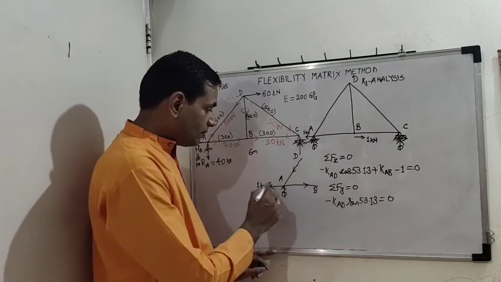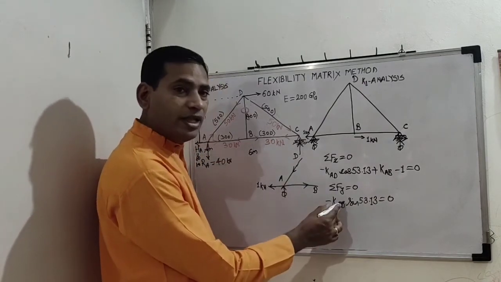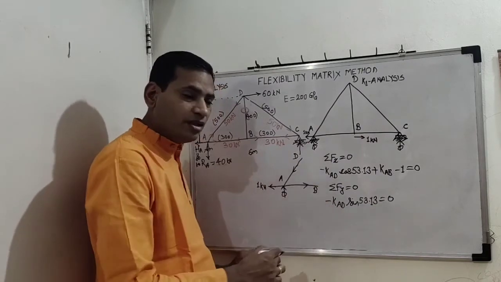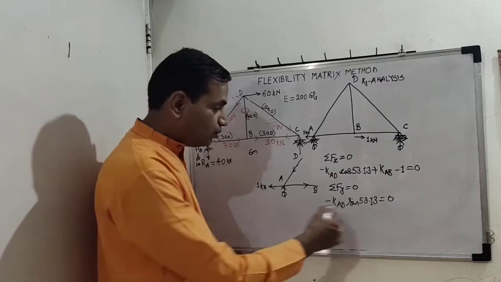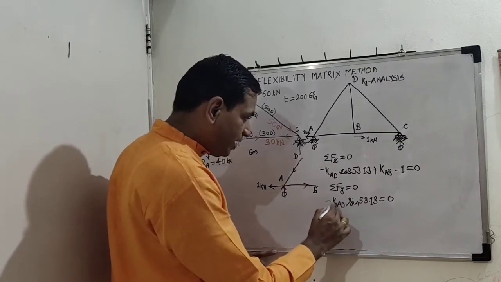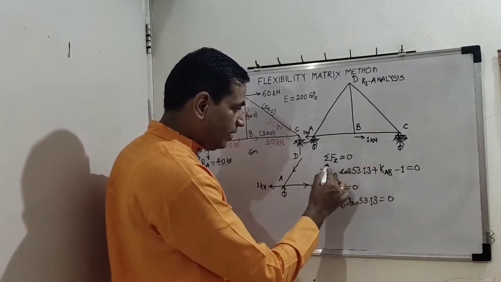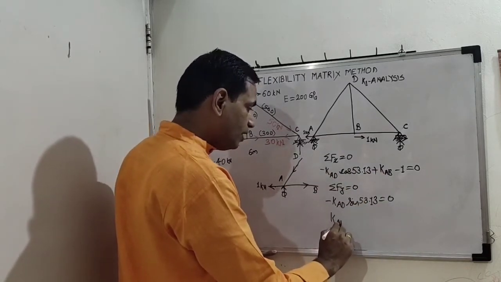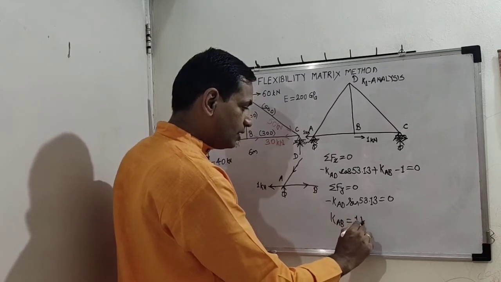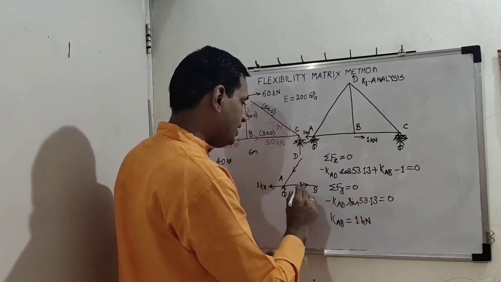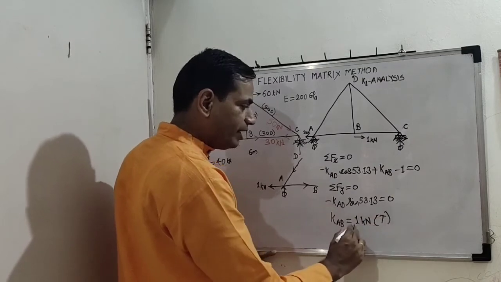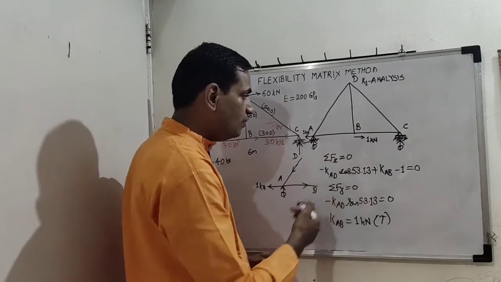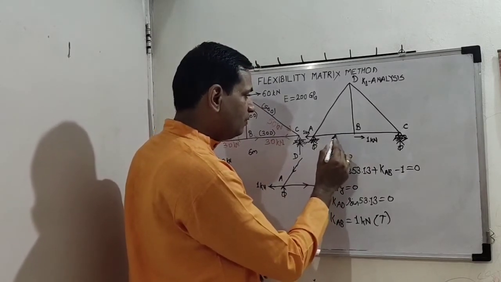Why? These two will not come here. This is 0, so only the vertical component is there. There is nothing else, so K AD is 0. Substitute K AD as 0 here, so this value vanishes. So K AB is how much? 1 kN, and the nature is tensile. Why? The calculated answer is positive and I assumed it towards right, so the assumption is correct. So this is a 1 kilonewton tensile force.